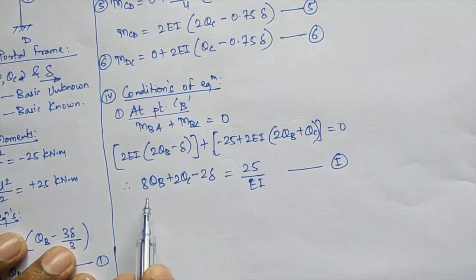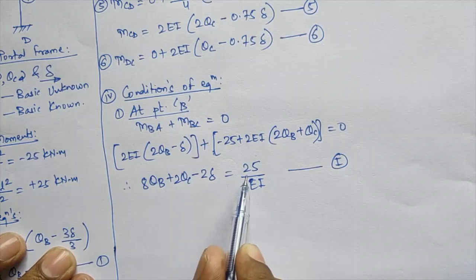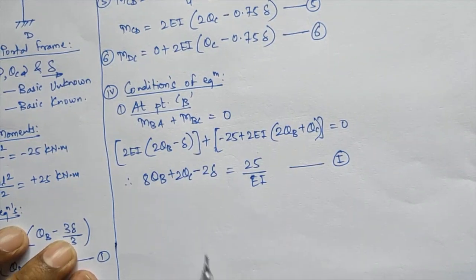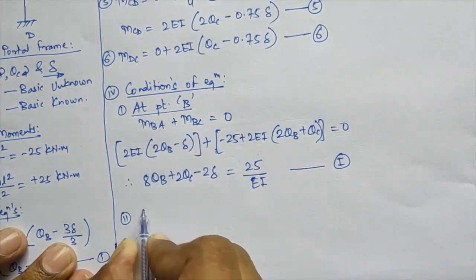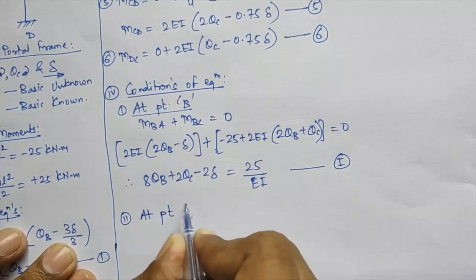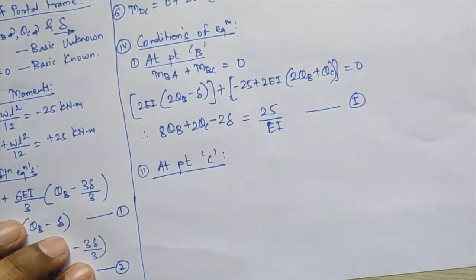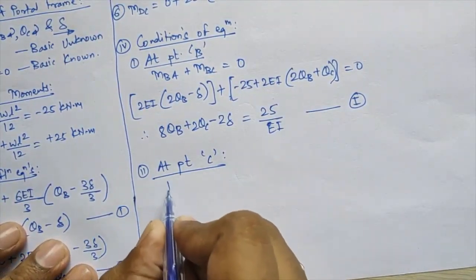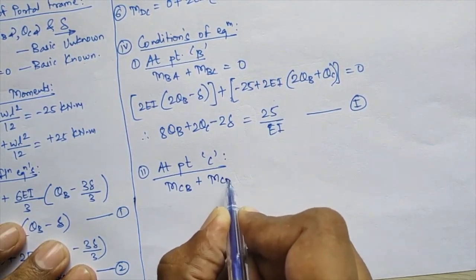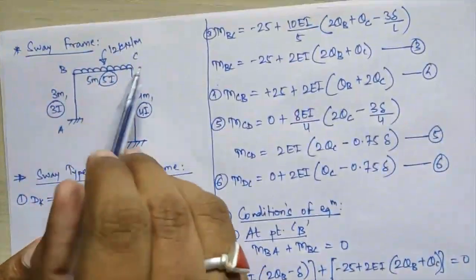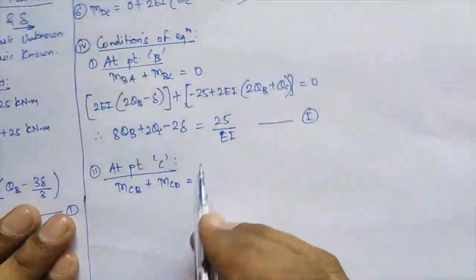Okay, so I'm getting the equation as 8 times theta b plus 2 times theta c minus 2 delta is equal to plus 25 upon EI. Okay, that is your equation at point B. Now secondly, I'll calculate the second equation that will occur at point C. So at point C, again your condition of equilibrium will be what? That is MCB plus MCD will again be equal to 0. For keeping this joint in equilibrium, your equivalent moments MCB and MCD shall again come equal to 0.